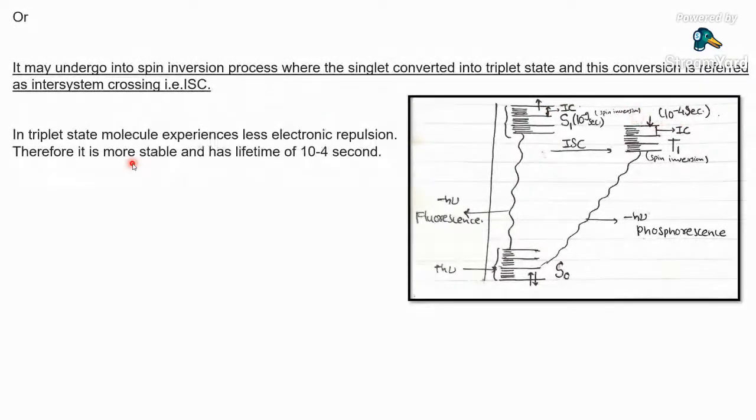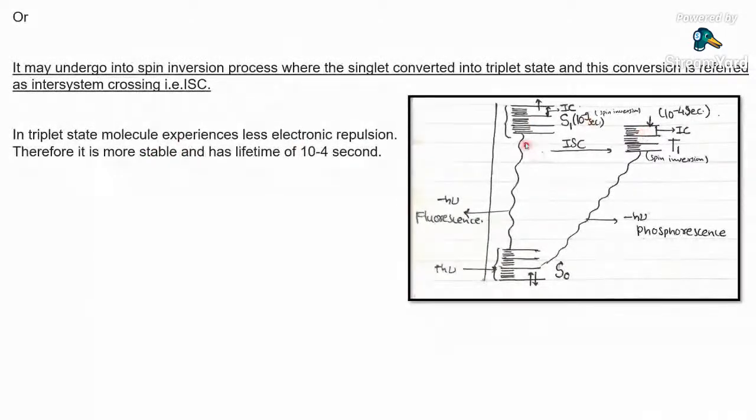In the triplet state, the molecule experiences less electronic repulsion and therefore it is more stable and has a lifetime of 10 to the power minus 4 seconds.